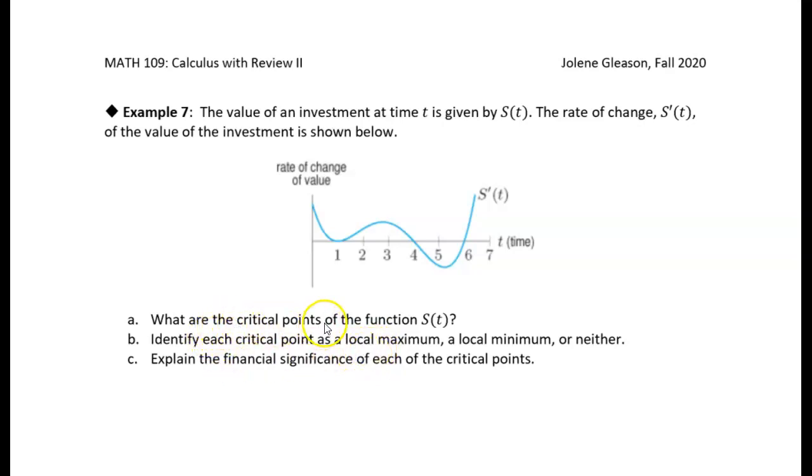So first of all, we're asked, what are the critical points of this function s of t? Remember, the critical points occur when the derivative is 0. So what I'm looking for is when s prime of t is equal to 0. Keep in mind this graph is the derivative, so I just want to find where this function crosses the t-axis. I can say that s prime of t is equal to 0 for t equals 1, t equals 4, or t equals 6. These are the critical points.